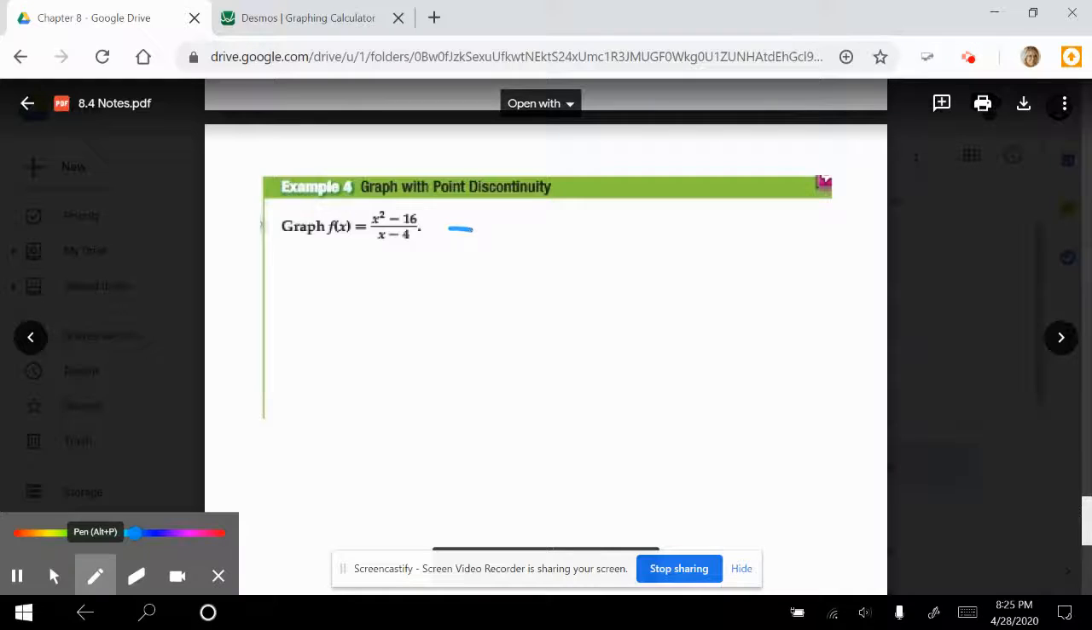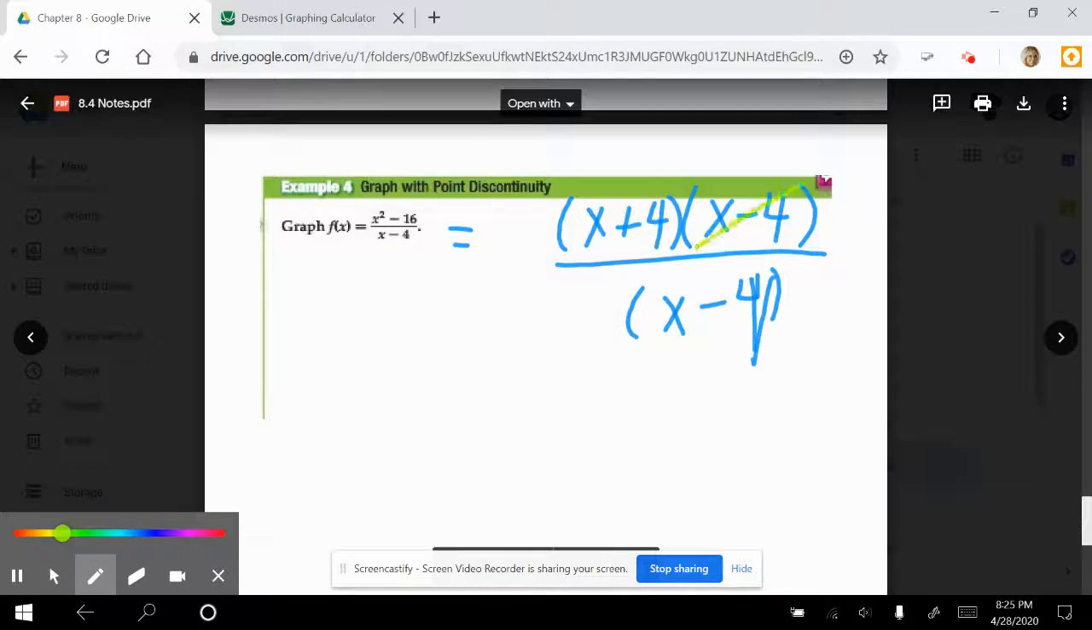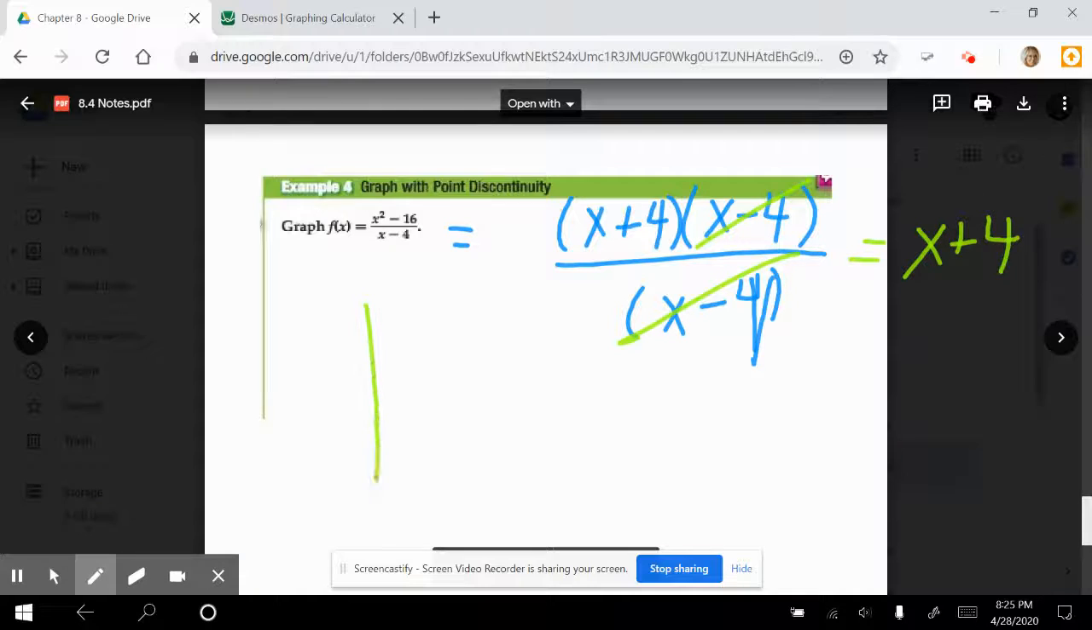All right, so if I'm going to factor the top and bottom, and this is a difference of squares problem, it's going to be (x plus 4)(x minus 4), right? And on the bottom, I also have x minus 4. So when I cancel out the x minus 4s right there and there, I end up with just the function x plus 4. So my graph is going to look something like x plus 4, okay? The only difference is I'm going to say x cannot equal 4, okay?